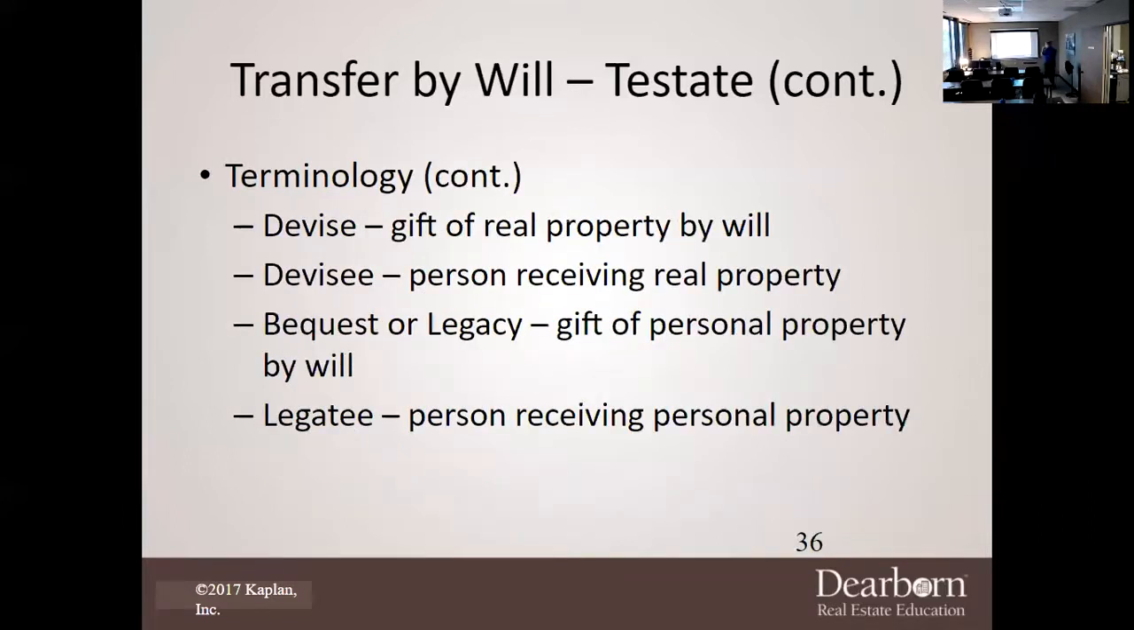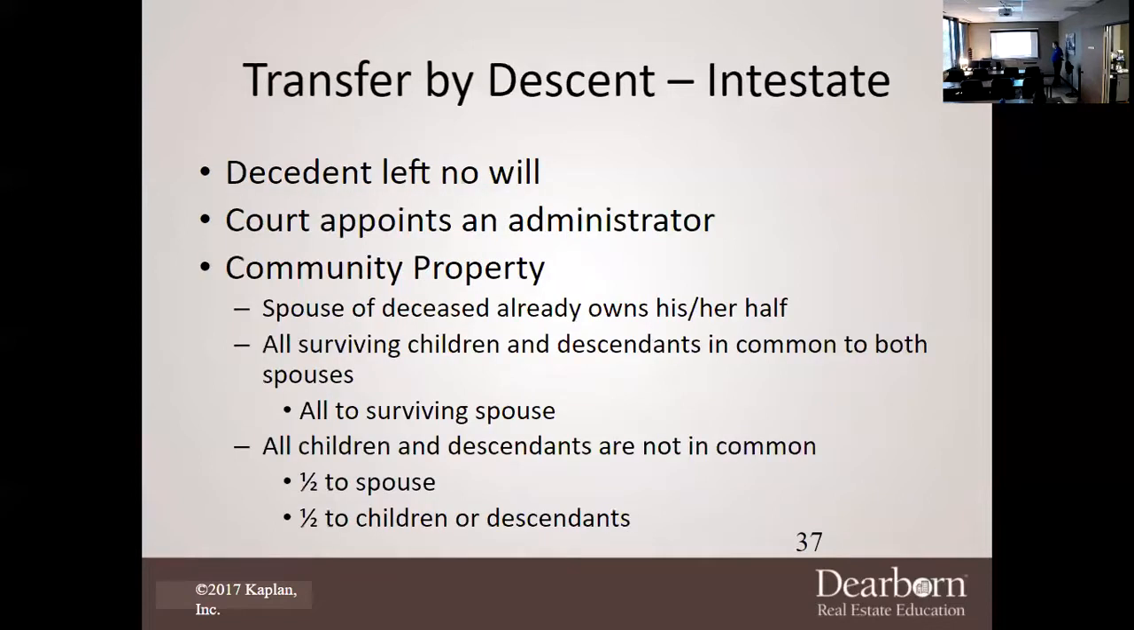Now, in regards to terminology, the devise is the gift of real property by will. Devisee is the person receiving the property. Remember that EE, receiving. The bequest or legacy is going to be the gift of personal property by will. And the legatee is going to be the person receiving the personal property.